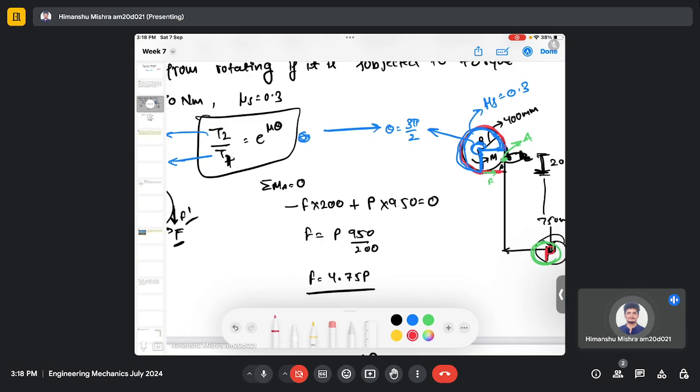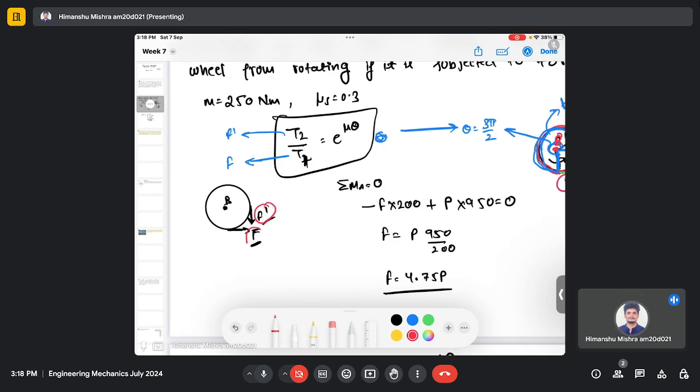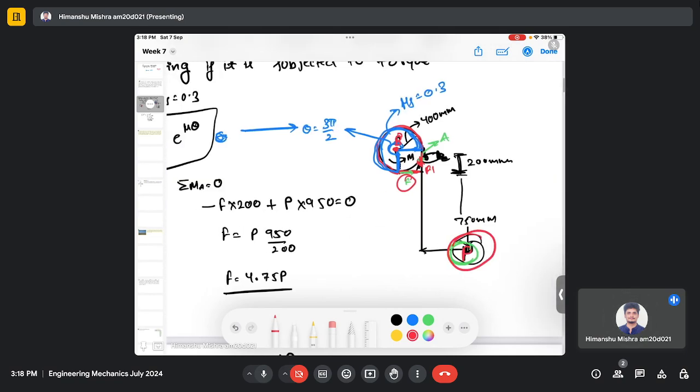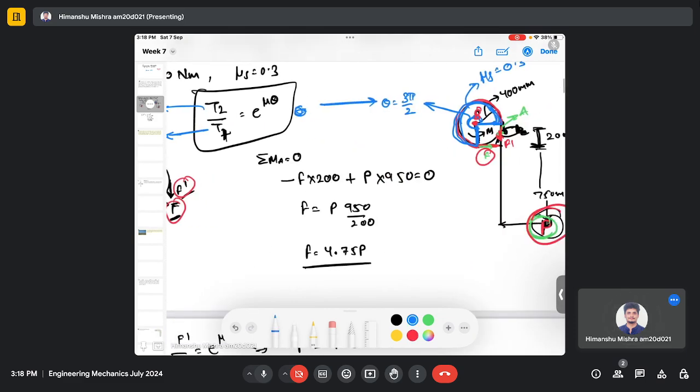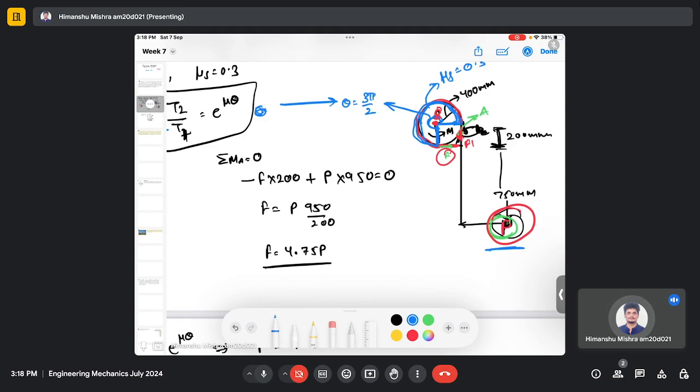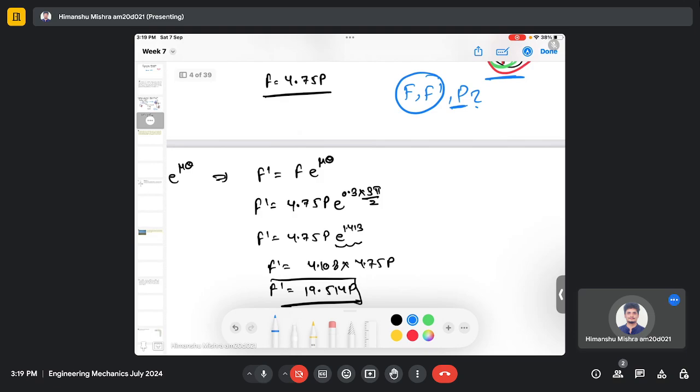Now if I take a moment at point B, this point, then I can have a moment due to force F dash, from F and from P. So all three forces will create a moment about point B. In this way we can calculate P because we have already calculated F and F dash. The third force which creates the moment about point B is this external force P, which is unknown, and we already know F and F dash. So in this way we can find what P is.